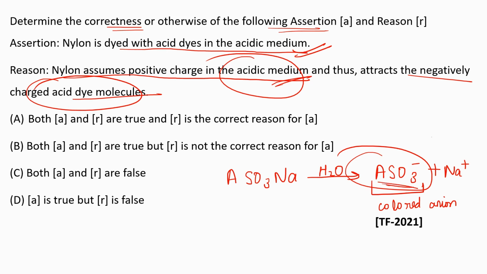So this is also the correct option, and you can easily see from this equation that it is a dye molecule, and nylon, which is positively charged, gets attracted towards the negatively charged dye molecules. So both the assertion and reason are true, and R is the correct reason for assertion. I think it is clear to you. Now coming on to the next question.